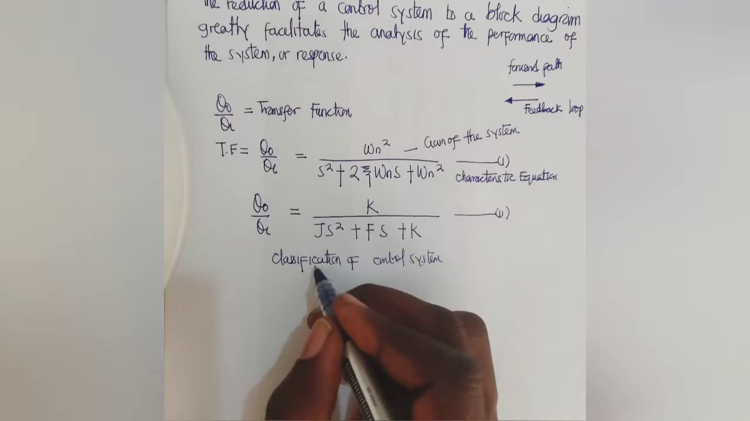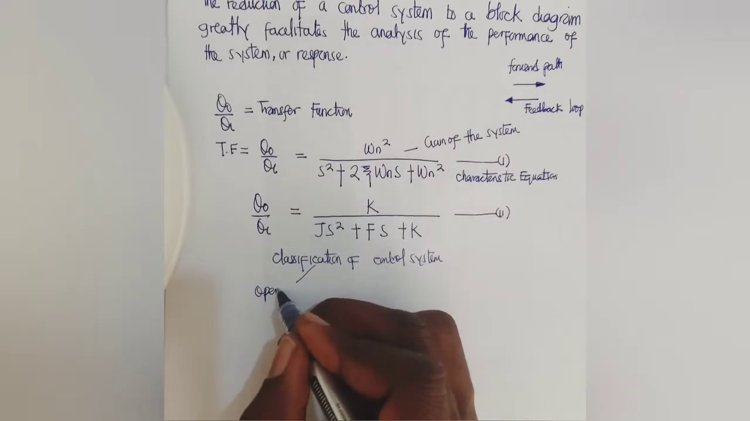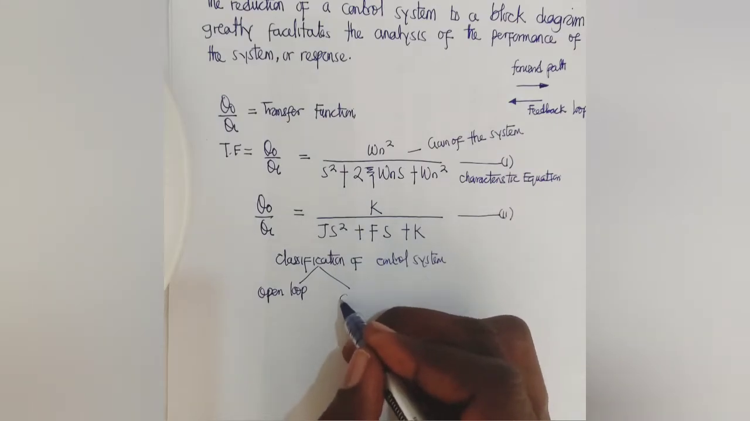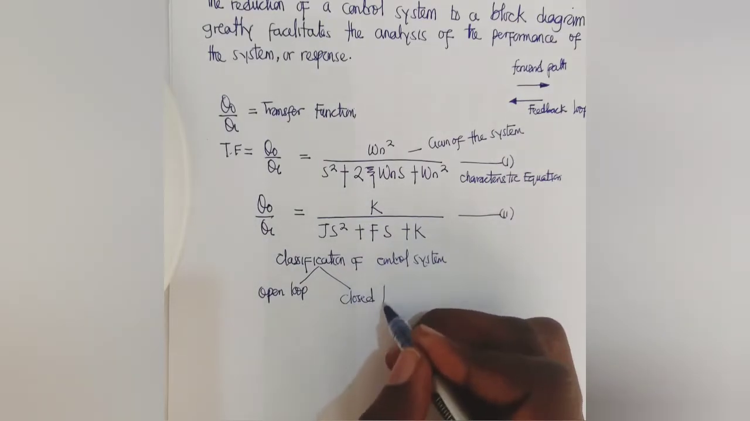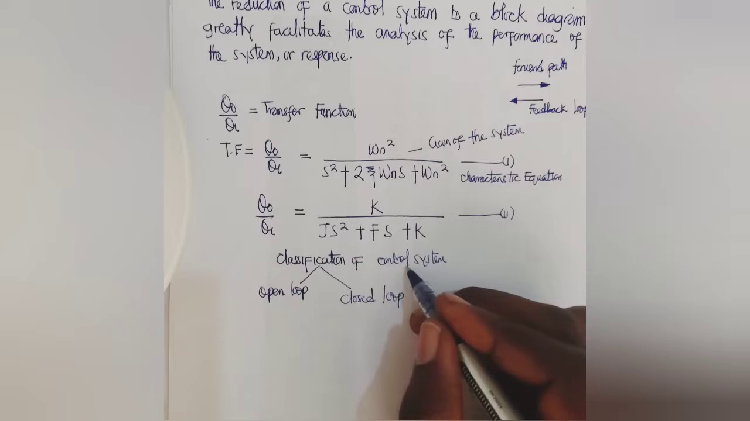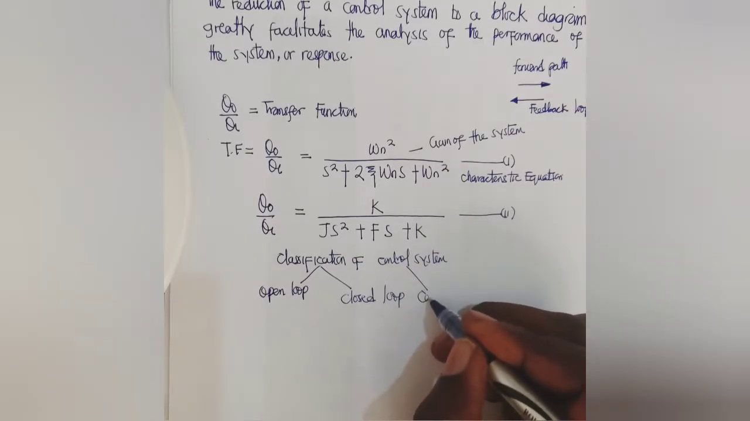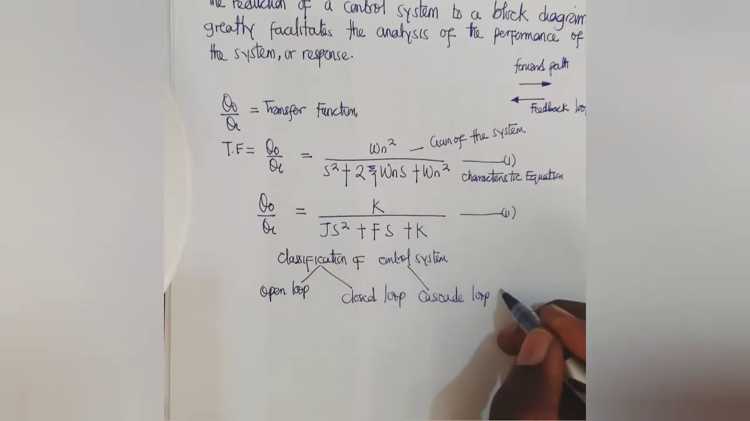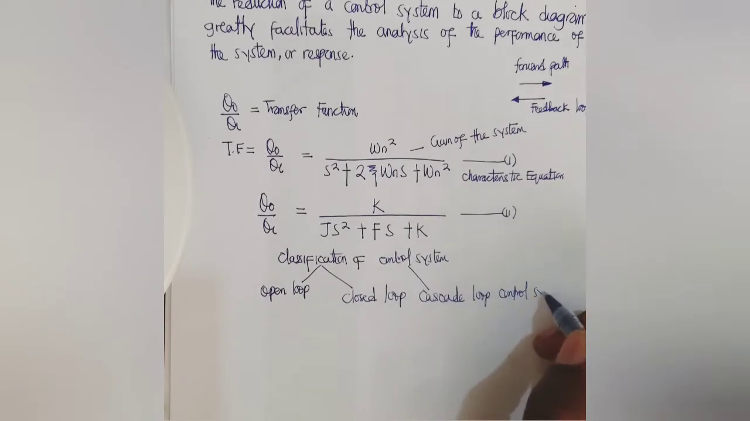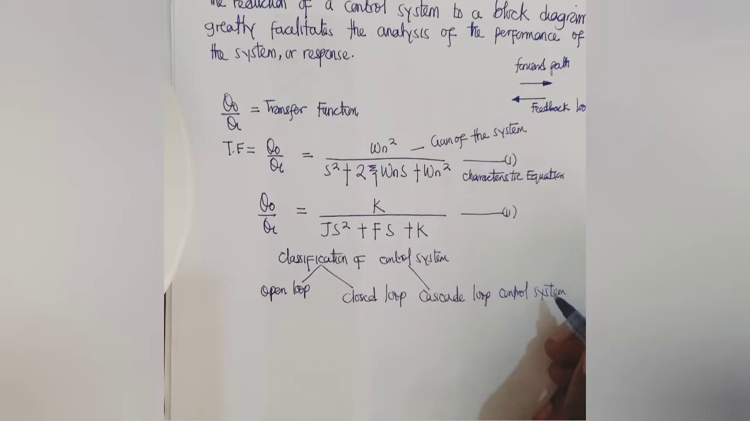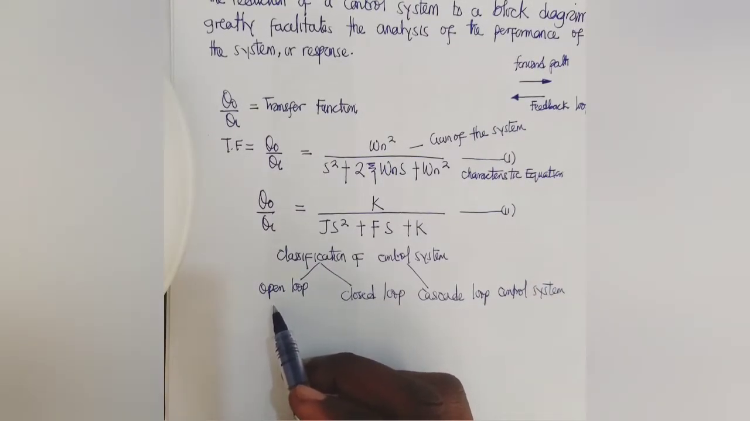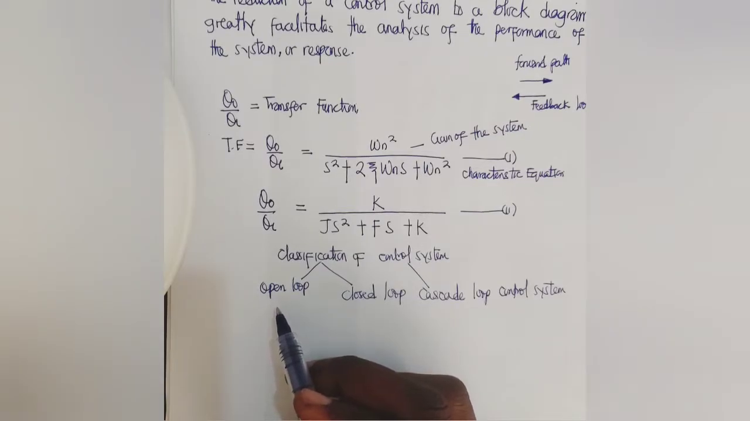Our control system can either be an open loop control system, or a closed loop control system. At the same time, it can be a cascade loop control system. For the open loop control system, corresponding feedback will not be gotten about the state and condition of the system. You can't analyze it, you can't predict it, no corresponding feedback.